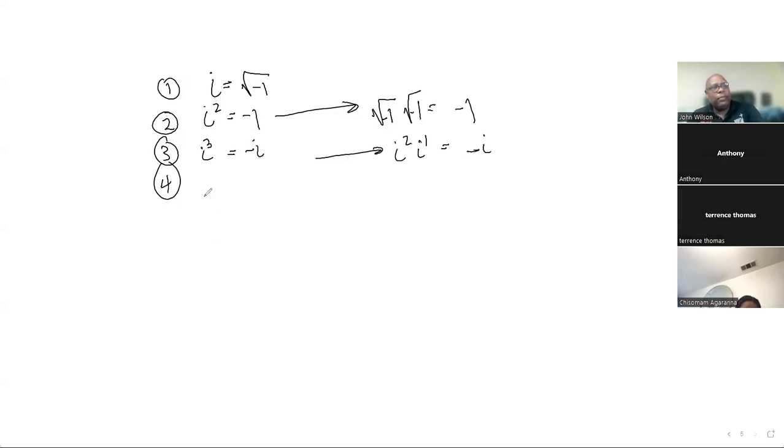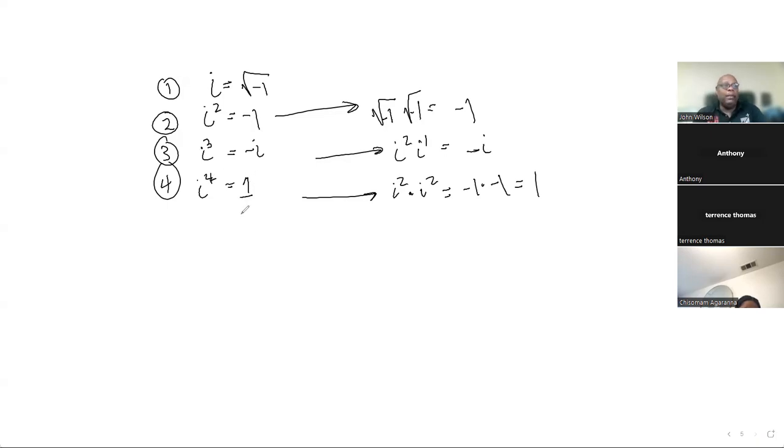Finally, i to the 4th power is i squared times i squared, which is minus 1 times minus 1, which is 1. So if you take i to the 4th power, you get 1.